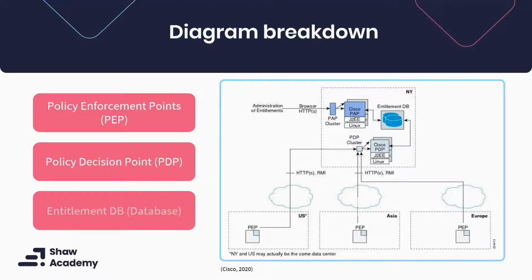The Entitlement Database, or DB, at the top of the diagram is a collection of information, typically aggregations of data records or files, resources, and other vital information about the company.